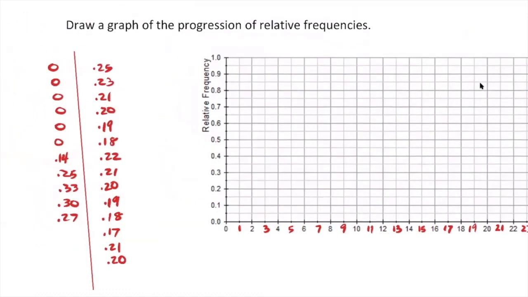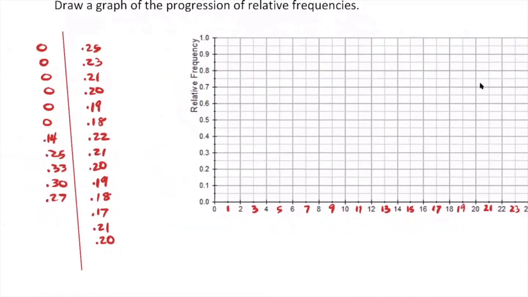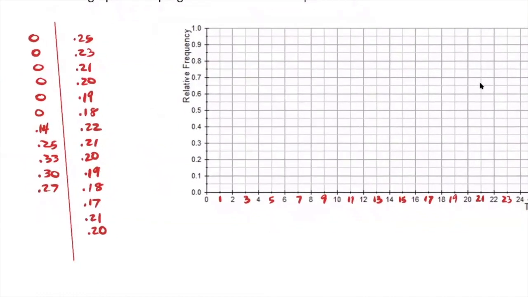Okay. So I get a bunch of zeros, 1, 2, 3, 4, 5, 6 zeros. Seventh trial, I got 14%. Then 8th, 25%. 9th, 33%.